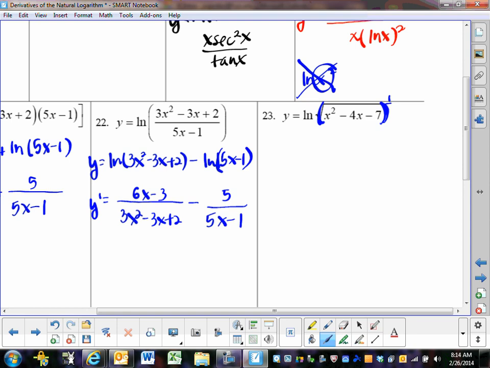Now, be careful about this. If you write natural log of x and then square, that is implying the x is squared, which is not the same thing. You absolutely need to keep your parentheses.